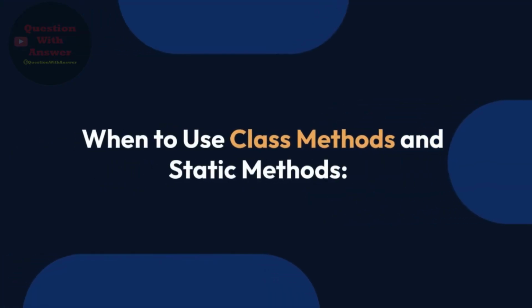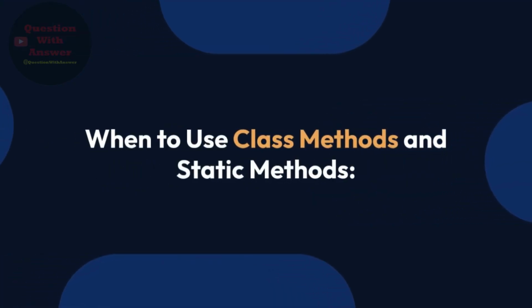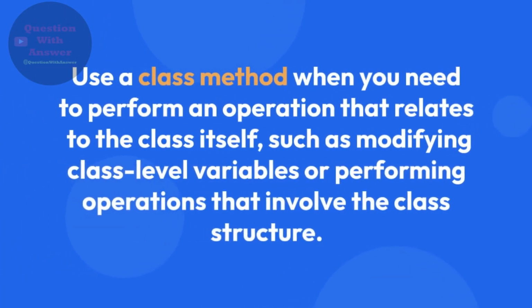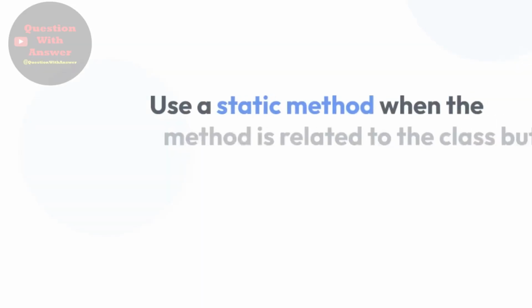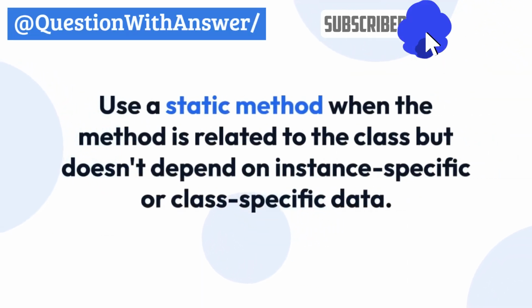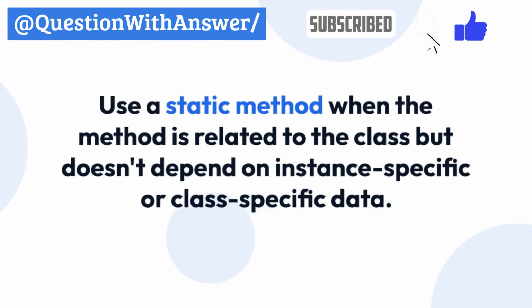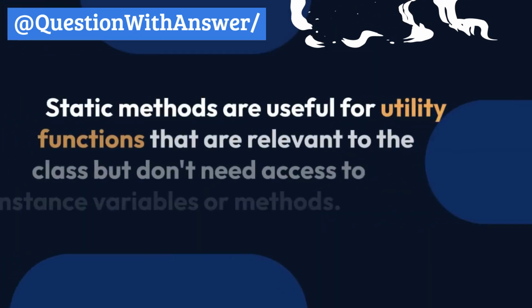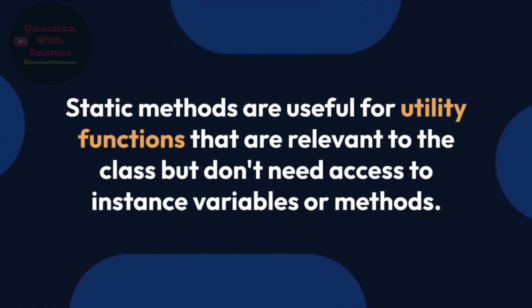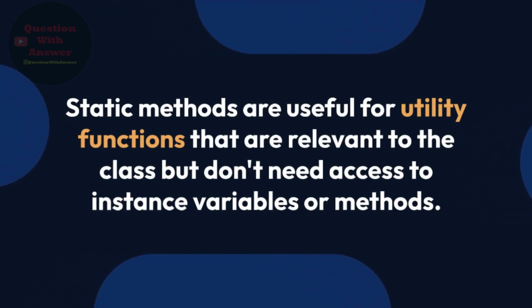When to use class methods and static methods. Use a class method when you need to perform an operation that relates to the class itself, such as modifying class-level variables or performing operations that involve the class structure. Use a static method when the method is related to the class but doesn't depend on instance-specific or class-specific data. Static methods are useful for utility functions that are relevant to the class but don't need access to instance variables or methods.